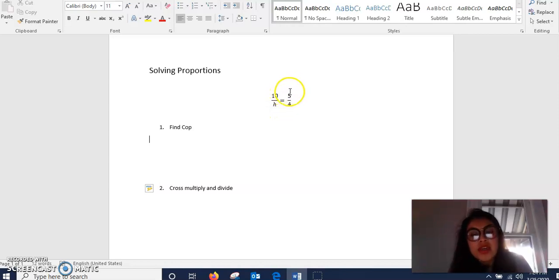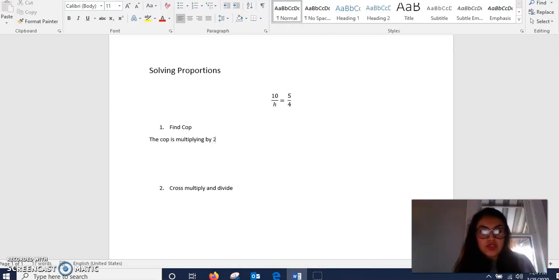So for example, to go from 5 to 10, I have to multiply by 2. And if I'm going from 10 to 5, I have to divide by 2. But I'm going to do the same to the bottom. 4 times 2 is 8. So the COP is multiplying by 2. So 5 times 2 is 10, and 4 times 2 is 8.